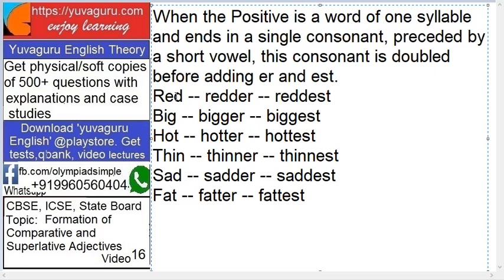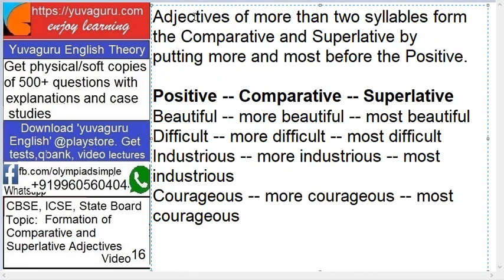So quite simple now. Red, double it D, redder, reddest. Big, bigger, biggest. Hot, hotter, hottest. Thin, thinner, thinnest. Sad, sadder, saddest. Fat, fatter, fattest. Next is adjectives of more than two syllables.